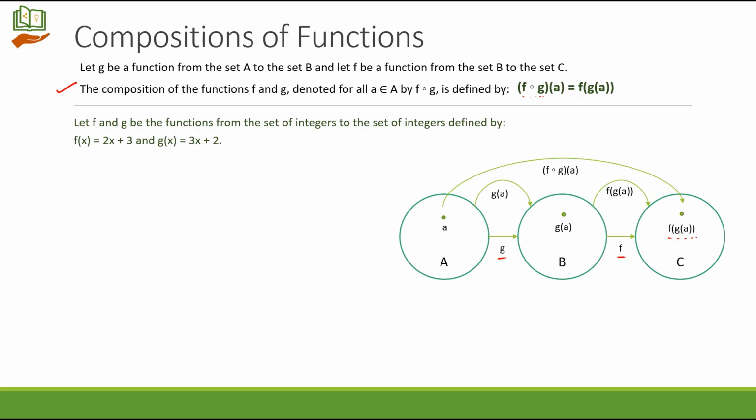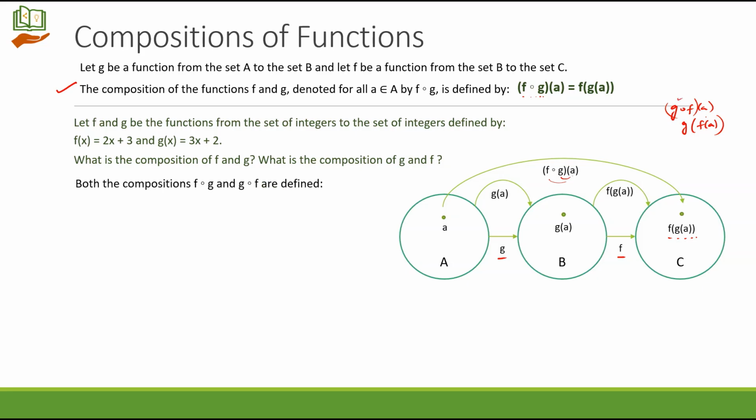Let f and g be the functions from the set of integers to the set of integers defined by f of x is equal to 2x plus 3 and g of x is equal to 3x plus 2. What is the composition of f and g? And what is the composition of g and f? F and g, in the sense of how you should take it, first you have to find for g and then apply for f. What about g composite f of a? This will be in the form of g of f of a. So basically you have to find for f and then apply it to g. So this is the composition of g and f. Now let's see the solution.